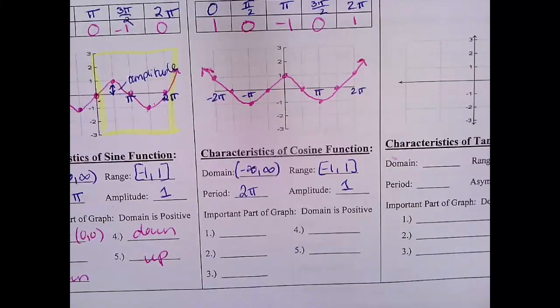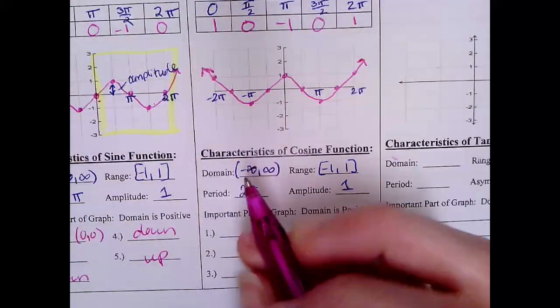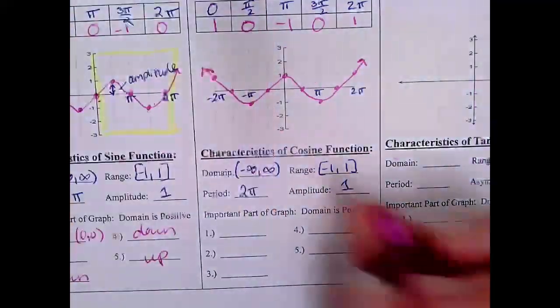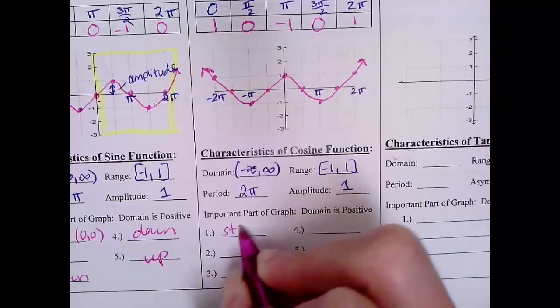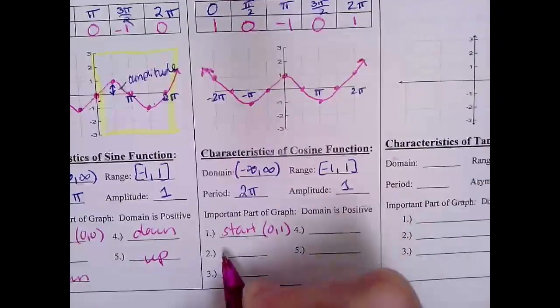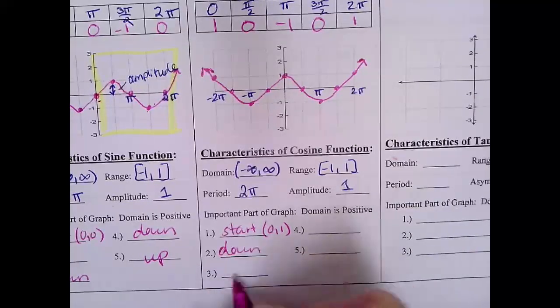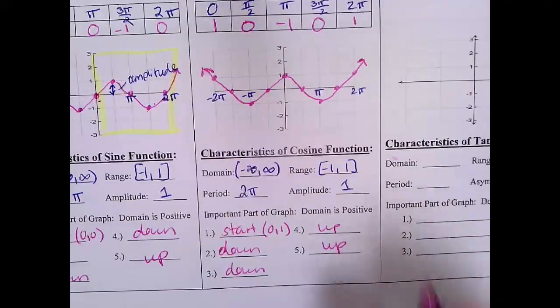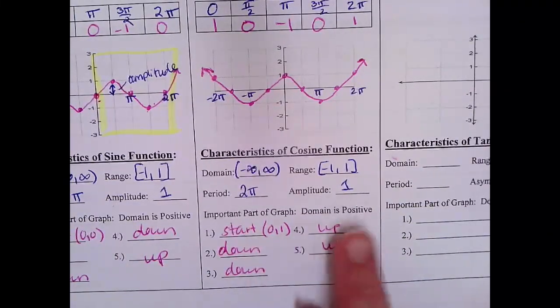All right, again, when the domain is positive, so I'm focused on starting at 0, 0 and going to the right. So you're going to start at 0, 1, because at 0, your y is 1. You're going to go down, down, up, up. So it's a little different. This one was up, down, up. This one is down, up, up.